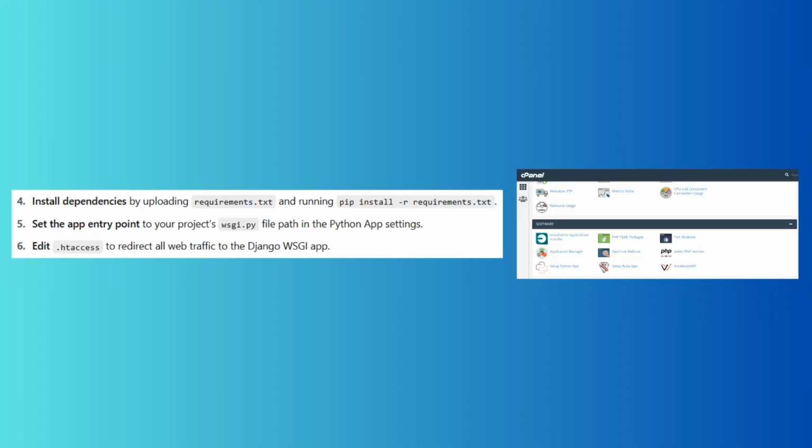Now, install dependencies by uploading requirements.txt and running pip install -r requirements.txt. Next, set up the app entry point to your project's wsgi.py file path in the Python app settings. Edit .htaccess to redirect all web traffic to the Django WSGI app.